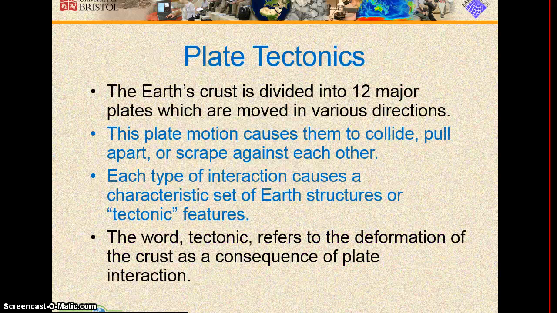Now let's look at plate tectonics. Well, the Earth is divided into 12 major plates. They move, which causes them to collide, pull apart, scrape against each other. And these interactions actually form characteristics of Earth structures. These are called tectonic features. Go ahead and write this. So you can see there the word tectonic refers to the deformation of the crust as a consequence of plate interaction. So a lot of the features like mountains, trenches, valleys that are formed by this movement are called tectonic.